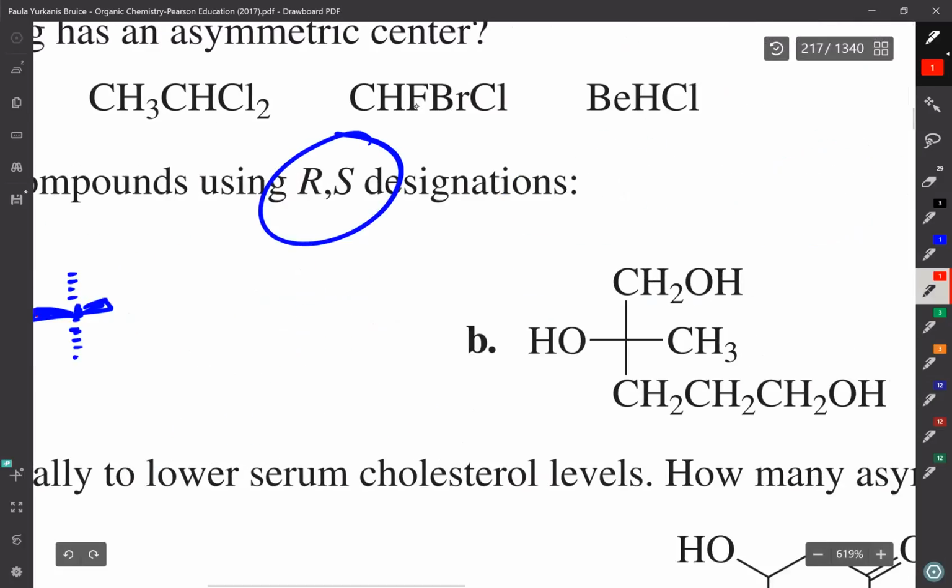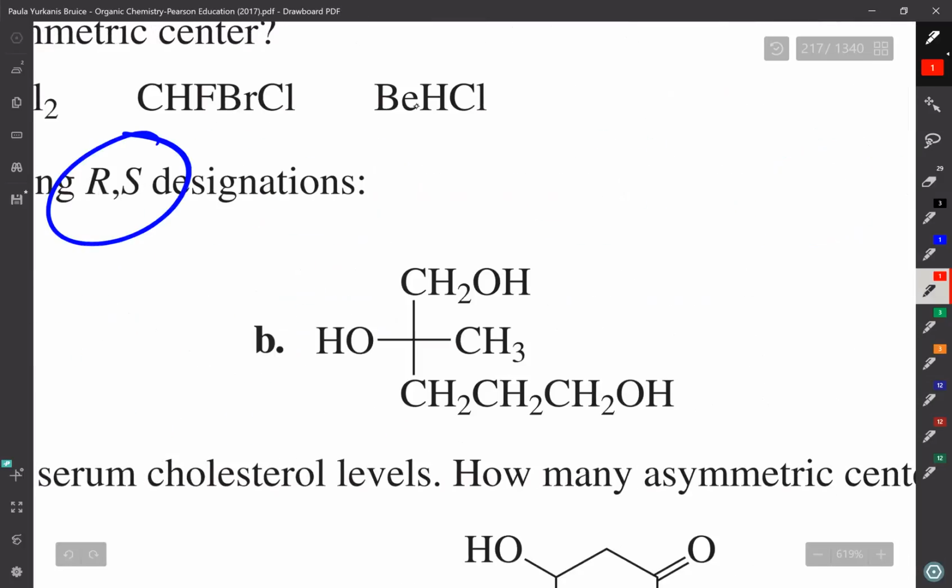Let's go to part B. B, this is my chiral center. This is my priority number 1. This is my priority number 2. And this will be priority number 3 here. Okay? And so I'm traveling in this direction, 1, 2, 3. That is the clockwise direction. And the clockwise direction is an R.